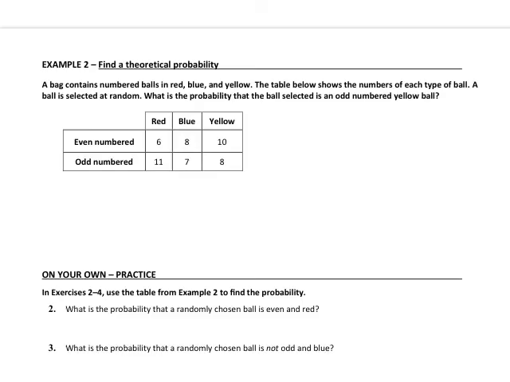On the back side of your notes, we have example 2. It says find a theoretical probability. Theoretical probability is based on numbers, or based on fair numbers, let's just say it that way, because it's the number of times something should happen if everything is fair. So looking at the numbers that we have on this chart, we have, in a bag, numbered balls, and some of the balls are red, some are blue, some are yellow. The table shows the number of each type of ball. A ball is selected at random. What's the probability that the ball selected is odd and yellow?